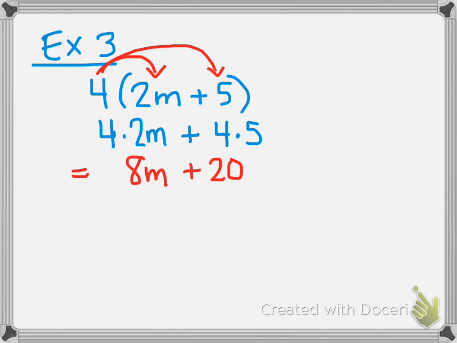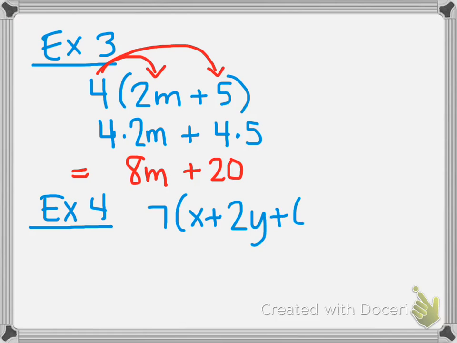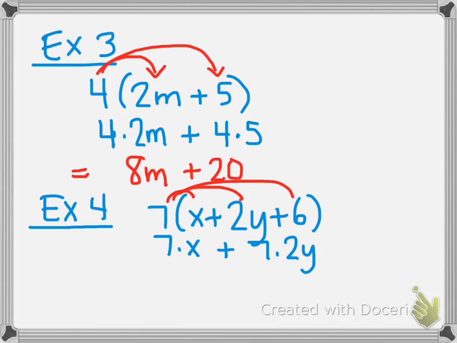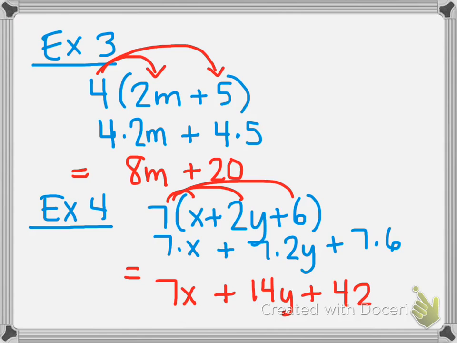So it doesn't matter which way you do it. You can do it the way we did examples 1 and 2, or you can do it the way examples 3 and 4 are done. So here's example 4. 7 times parentheses x plus 2y plus 6. You're going to multiply the 7 to everything inside the parentheses. So you get 7 times x plus 7 times 2y plus 7 times 6. And you go ahead and multiply that out. And you get 7x plus 14y plus 42. So that's the answer for example 4.